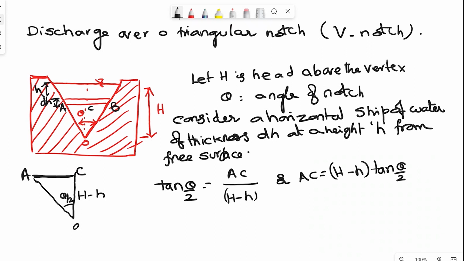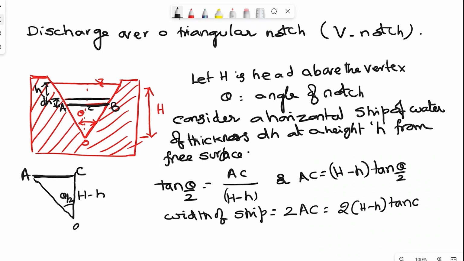Why have we done this? Because I want to calculate the area of the strip. To calculate the area of the strip, I must know the width of the strip. If I know the width, then I can calculate the area. So that's why I started with this. So AC I got. What is the width of the strip? Width of strip is equal to 2 times AC, which is 2 into (H minus h) tan theta by 2.